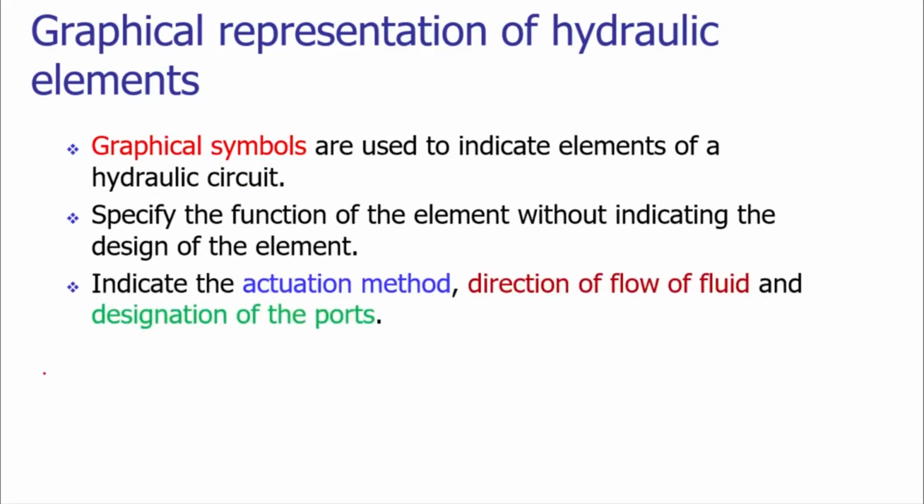However, these graphical symbols or graphical representation should indicate the actuation method. What kind of actuation method is being applied? Is it mechanical actuation or pneumatic actuation, pilot actuation, hydraulic actuation or electromechanical actuation? The graphical symbols should represent the direction of flow of fluid, which is very essential. Otherwise, it is meaningless to just put the symbols in the circuitry without giving the direction of the flow of fluid. Then, the designation of the ports.